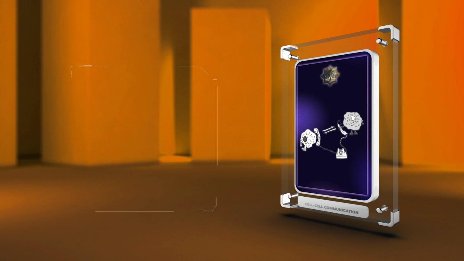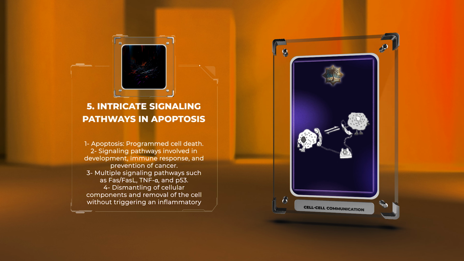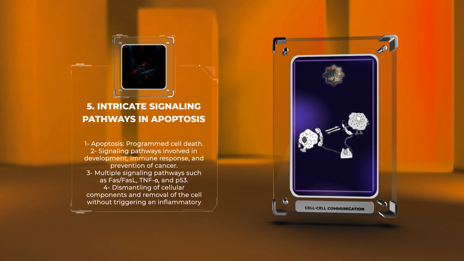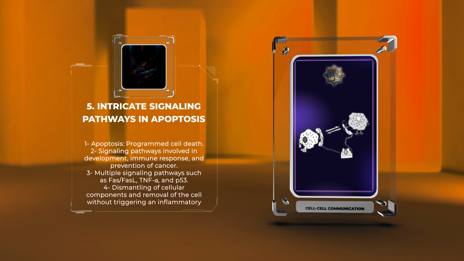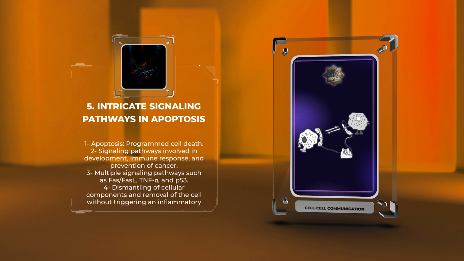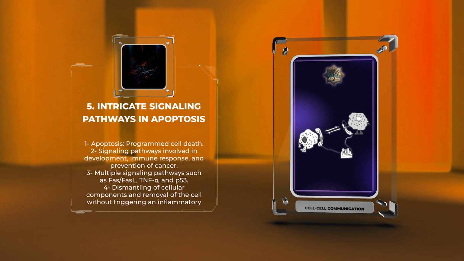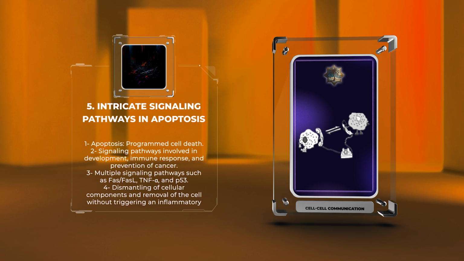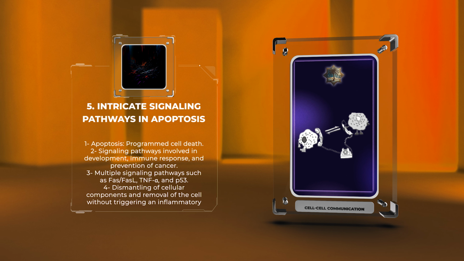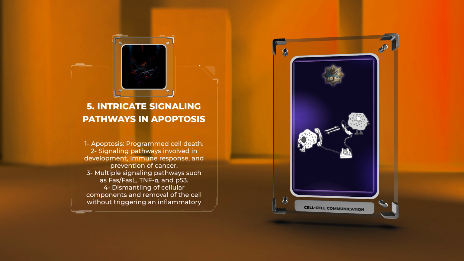Apoptosis, or programmed cell death, is a tightly regulated process crucial for maintaining tissue homeostasis and eliminating damaged or unwanted cells. Signaling pathways involved in apoptosis play a significant role in development, immune response, and prevention of cancer. Multiple signaling pathways, such as FOS/fossil, TNF-alpha, and p53, are involved in apoptosis. These pathways activate specific proteins that ultimately lead to the dismantling of cellular components and the removal of the cell without triggering an inflammatory response.